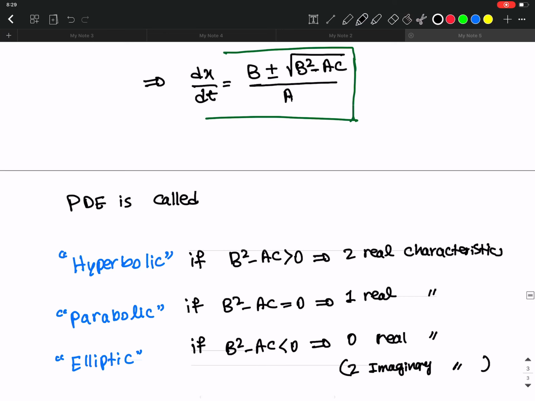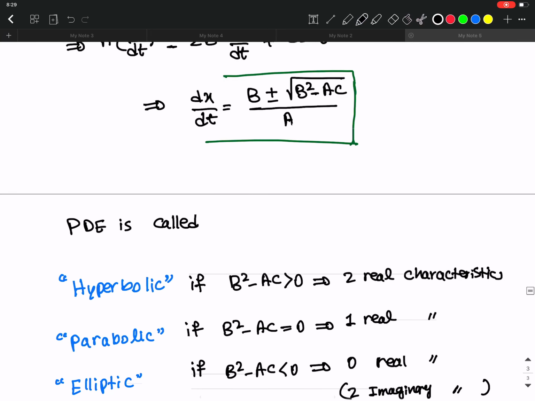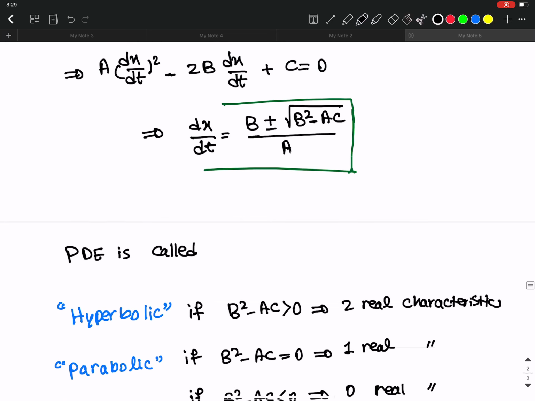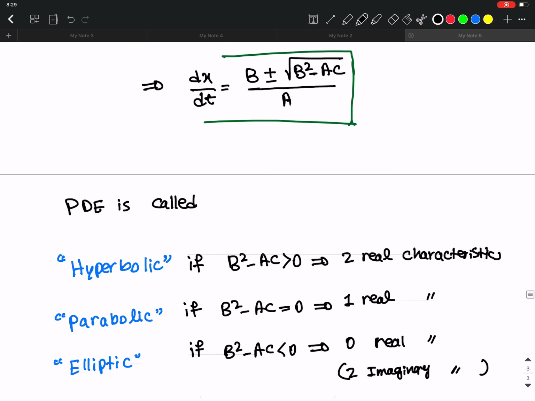Okay, so after this, I'm going to talk in more detail about these types of PDEs, and specifically show those canonical PDEs that we discussed, and show their characteristics, the characteristic lines of those canonical PDEs.